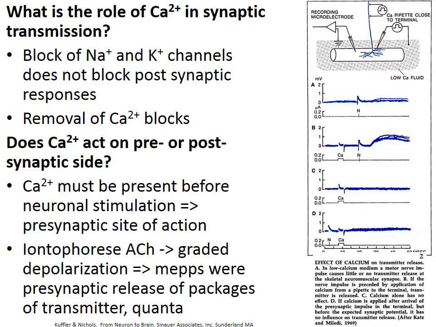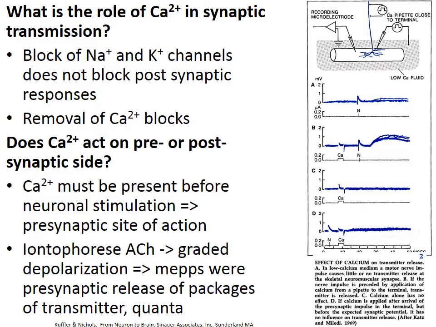Under conditions when there was no calcium present, stimulation of the nerve produced very little to no postsynaptic response. Similarly, calcium by itself was insufficient to produce a postsynaptic response. If the nerve was stimulated first and calcium was added after that, again, no response was evoked in the muscle.